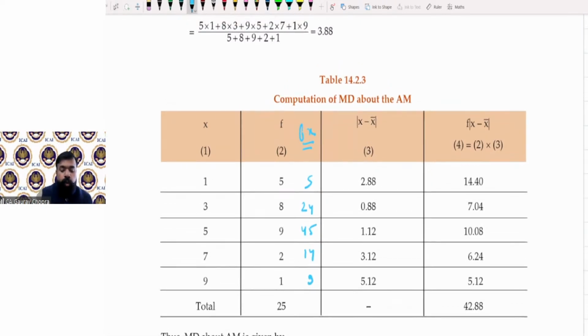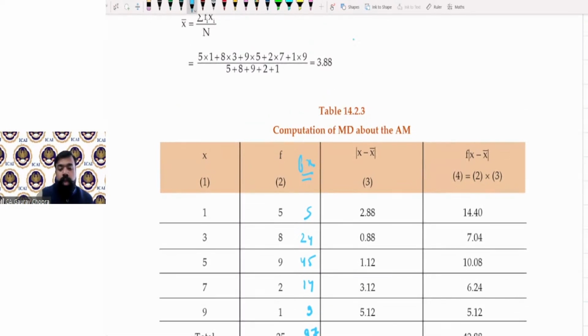So this will give you how much? 50, 74, 74 plus 23. It will be giving you 97. Divided by the total observation, that is 25. So 97 upon 25 will give you 3.88. So x bar is 97 upon 25. So it will give you 3.88. This is sigma fx, and this is x bar, arithmetic mean.